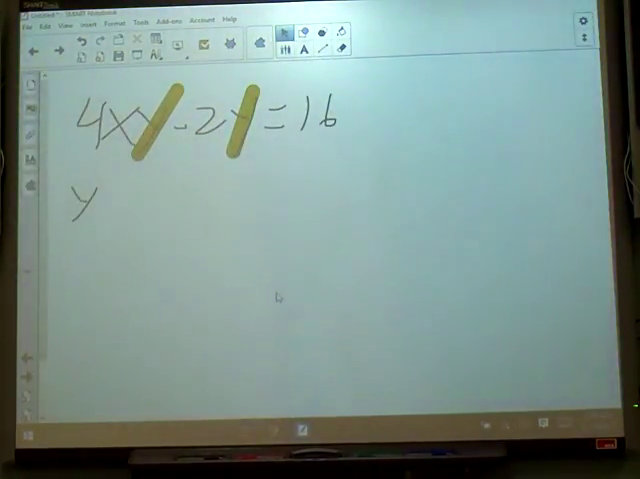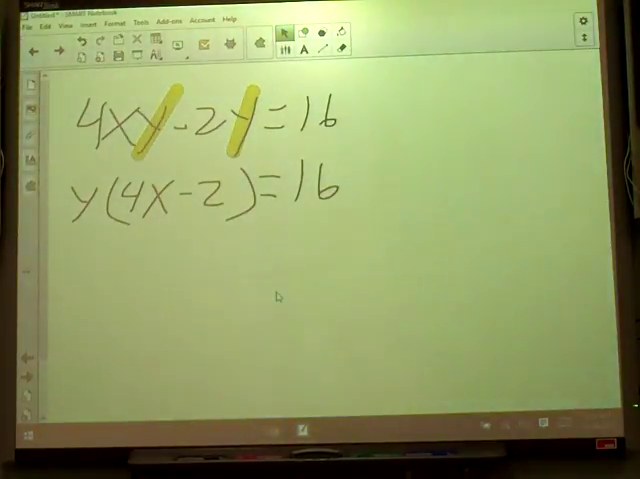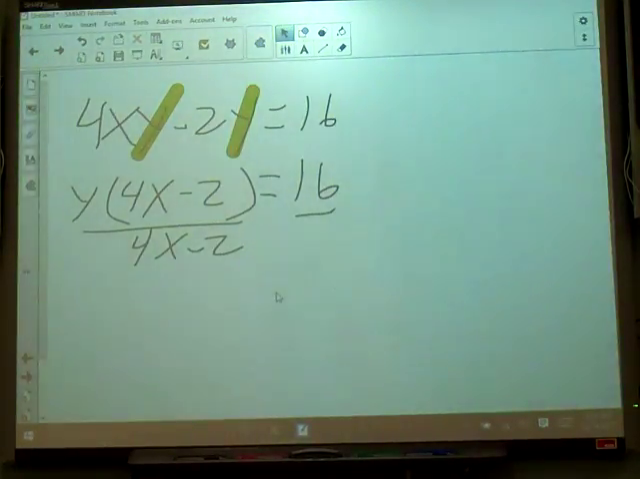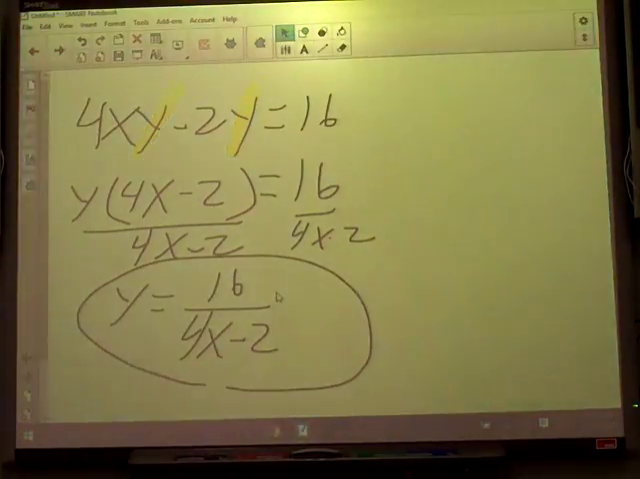So I'm going to divide both of those by y. If I take a y off that first term, it would leave me with a 4x. If I take a y off that second term, it would leave me with a minus 2. Now I'm trying to solve for y, and it's being multiplied by 4x minus 2. So I'm just going to divide by 4x minus 2. So I'll have y equals 16 divided by 4x minus 2. And that's it. I would say that's all it is.